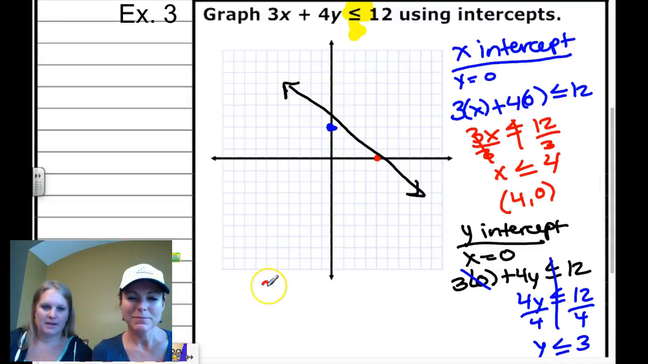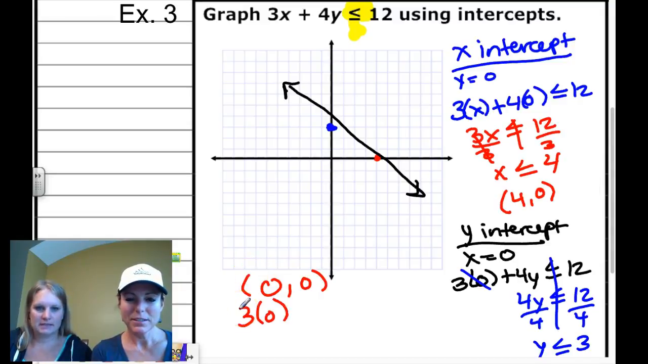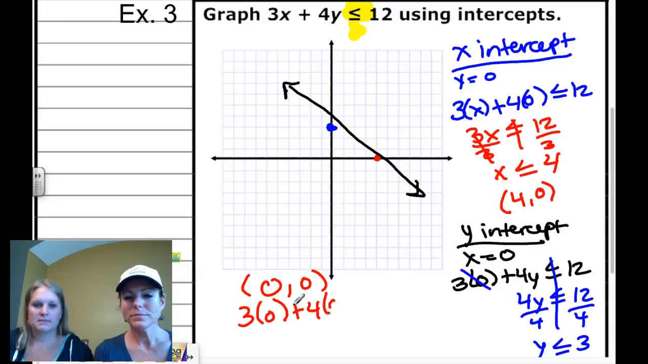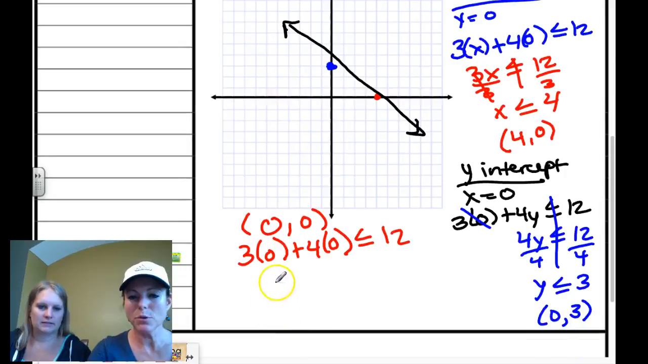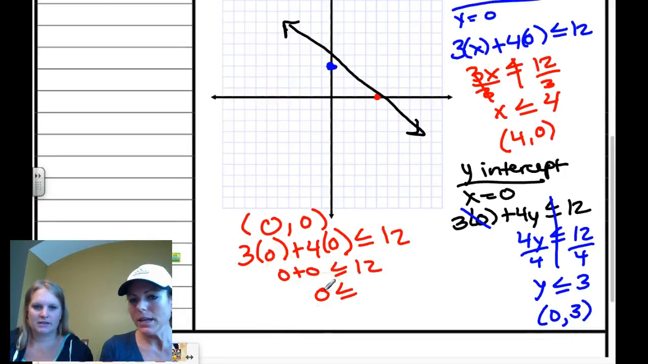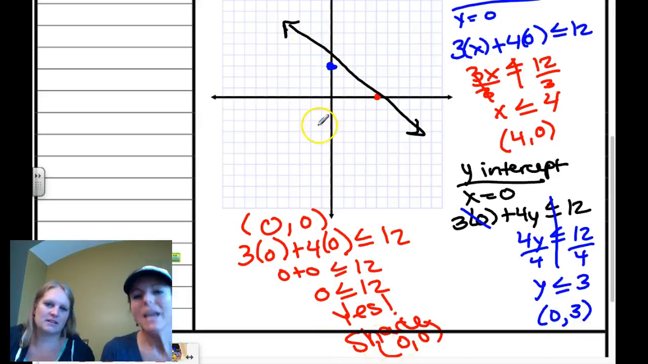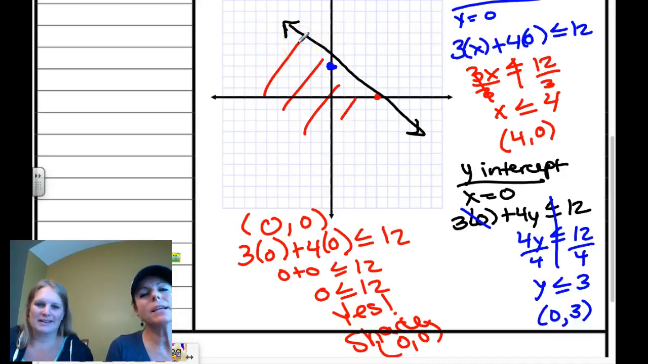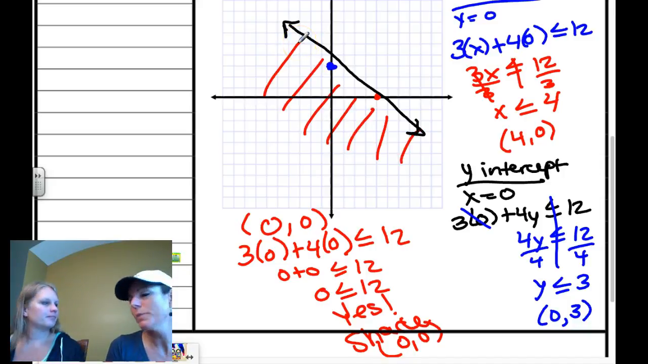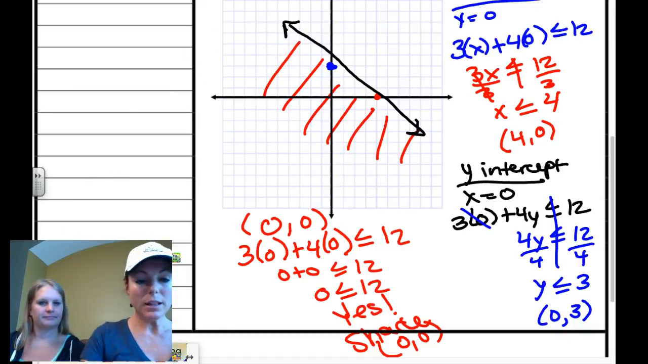So if we use 0, 0, we have 3 times 0 plus 4 times 0 is less than or equal to 12. So we have 0 plus 0 is less than or equal to 12. Is 0 less than or equal to 12? Is that a true statement? Yes. So shade where 0, 0 is, which would be below. So it did work this time, but you can't always count on it working when it's not in slope-intercept form.